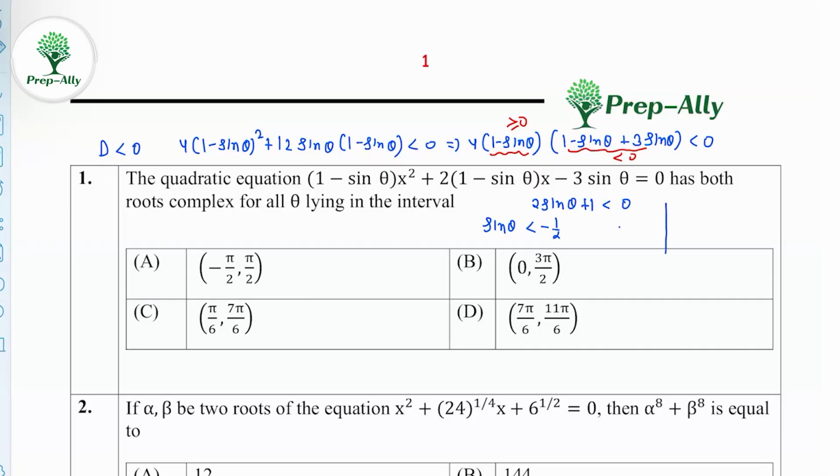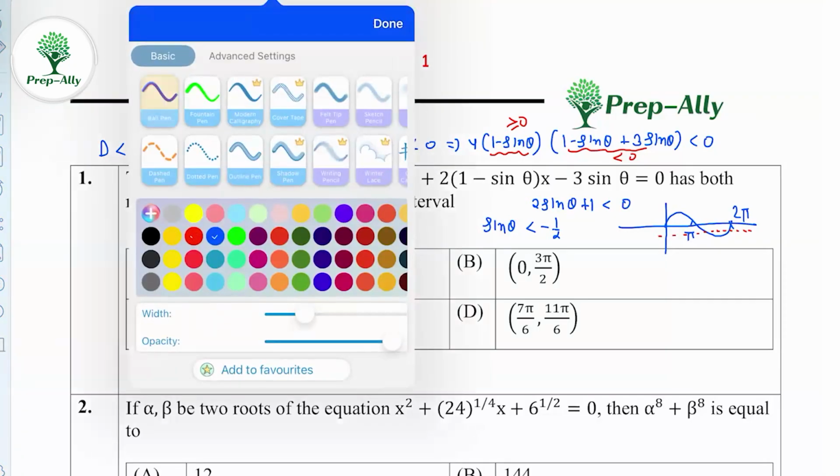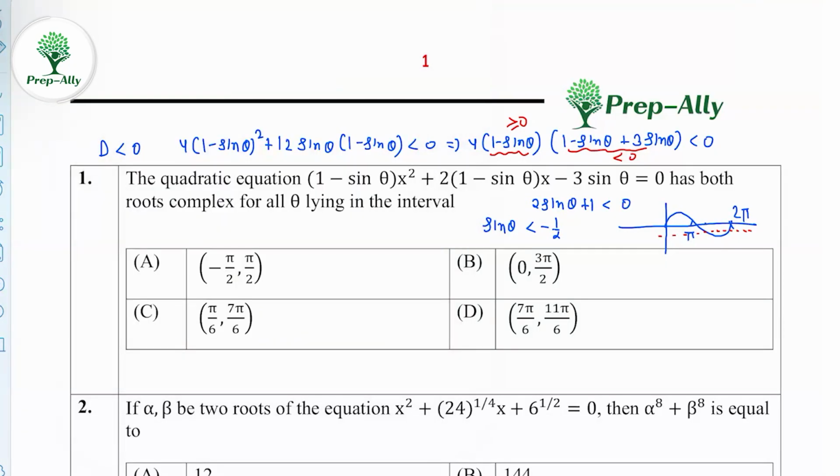Now if you draw the graph of sine theta, the graph is like this. This is pi, this is 2 pi. Sine theta less than minus 1 by 2, so draw the graph of y is equal to minus 1 by 2. Sine theta is minus 1 by 2 at 2 points: pi plus pi by 6 to 2 pi minus pi by 6. So pi plus pi by 6 is 7 pi by 6, and 2 pi minus pi by 6 is 11 pi by 6. So the value should be 7 pi by 6 to 11 pi by 6. Okay.